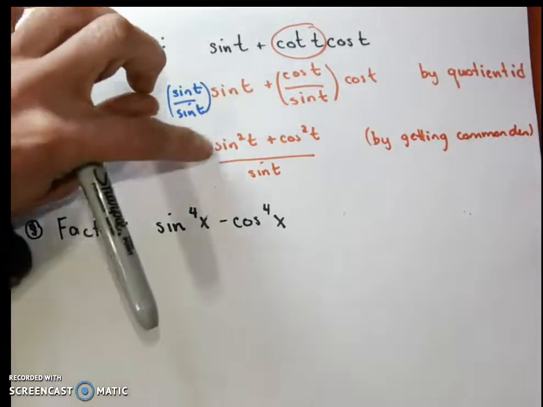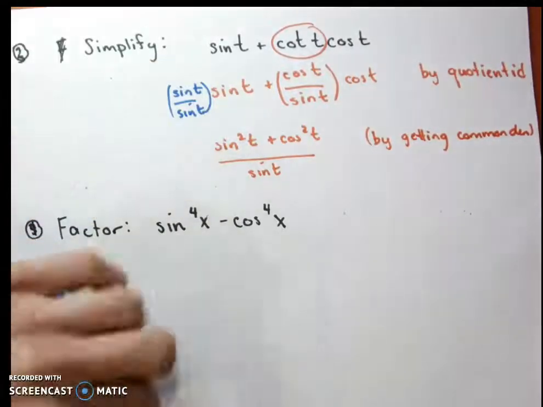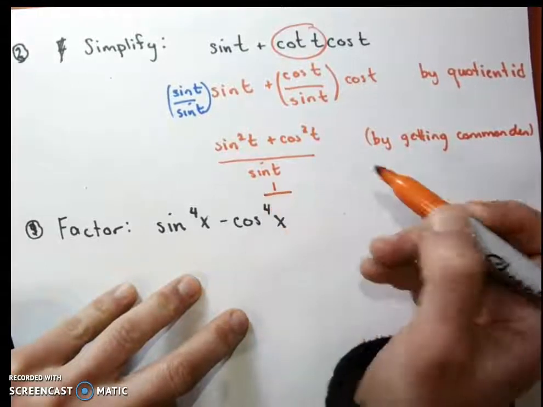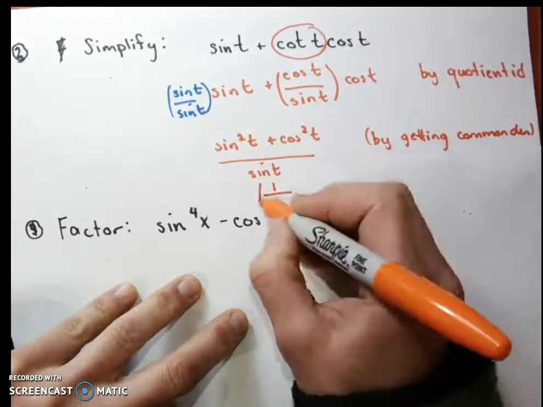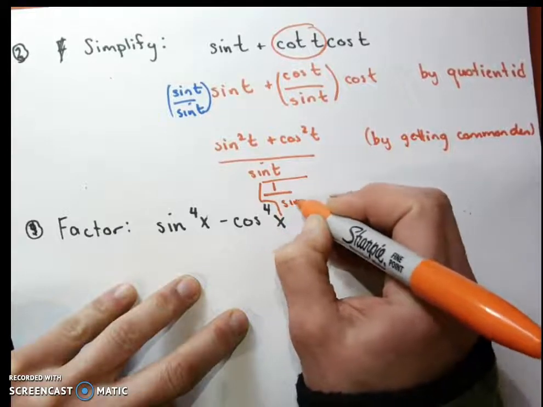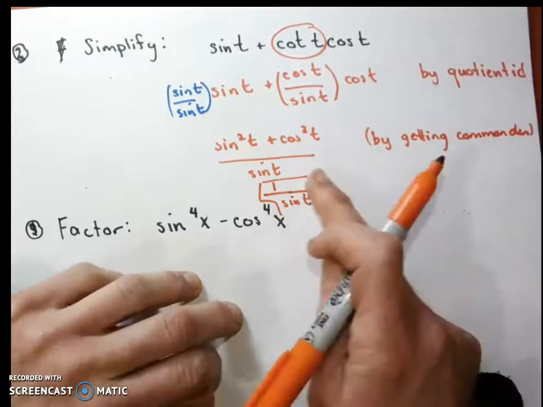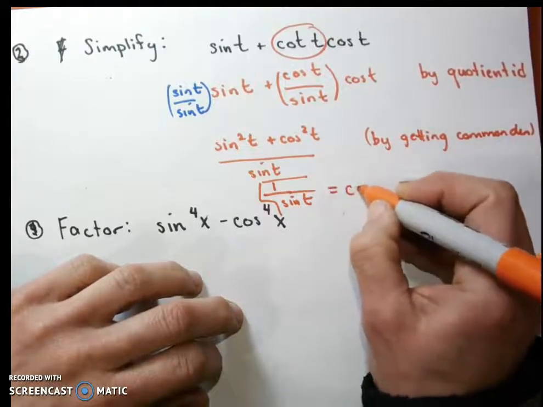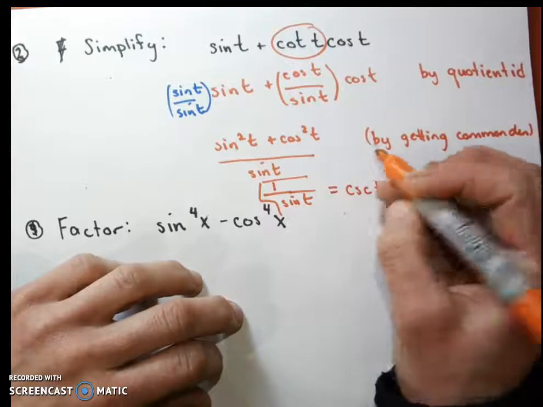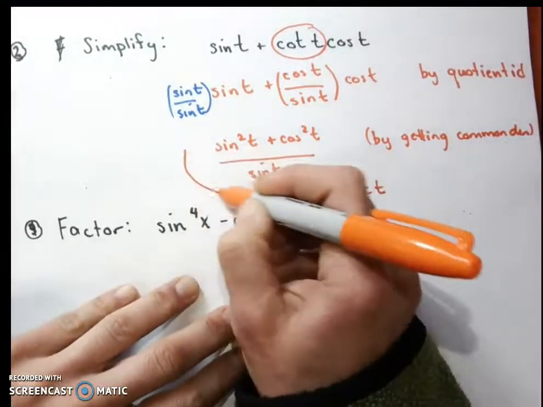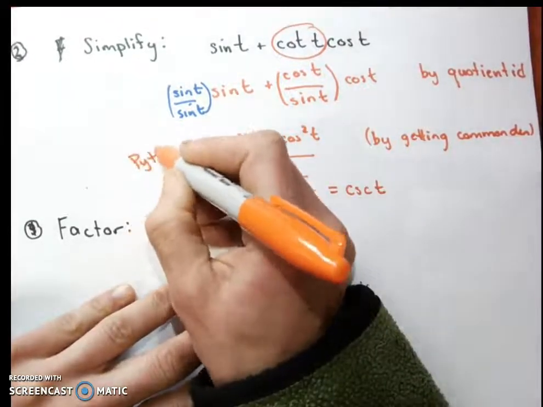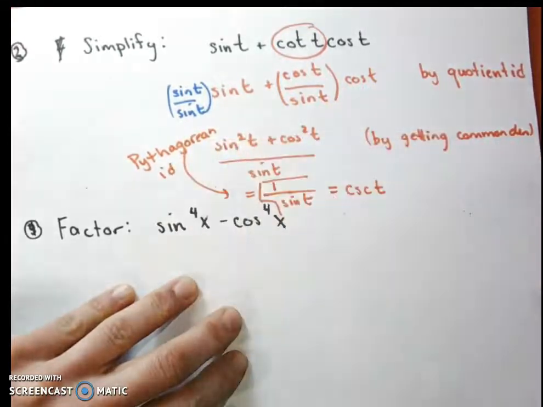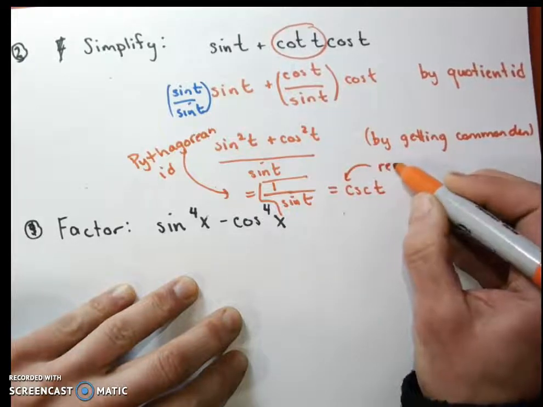And now, what's sine squared plus cosine squared? That's equal to 1 by the Pythagorean identity. So my final answer is 1 over sine t. Well, I guess that's not my final answer, because what's 1 over sine t? That's the same as cosecant of t by the reciprocal. So first, I use the Pythagorean identity, and then I use the reciprocal identity.